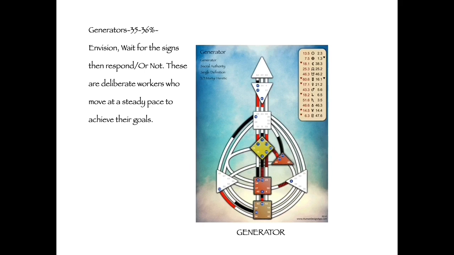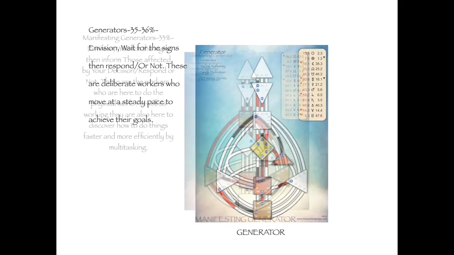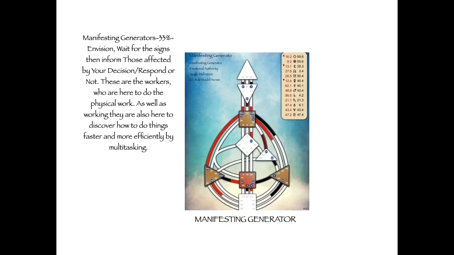This is the same strategy for a manifesting generator, but there's a little bit of a tweak there, and we'll talk about that right now. We've already talked about the manifesting generator and the manifestors being heard easier, so they can initiate conversations. Now, we've already said that a generator type has this waiting for a sign after you envision something, and then you respond or not. There's a difference here between somebody who's a manifesting generator and somebody who's a generator, and that's really big.